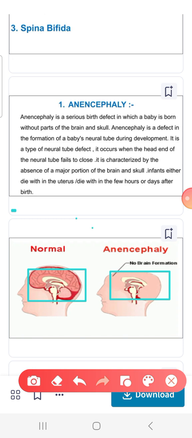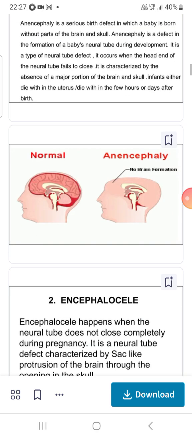Here one main point is mentioned: the absence of a major portion of the brain and skull. This leads to abortion, with the fetus dying within the uterus, or otherwise death after delivery within 1 hour or within 1 day. Mostly it leads to death after birth. These types of characters develop in anencephaly.